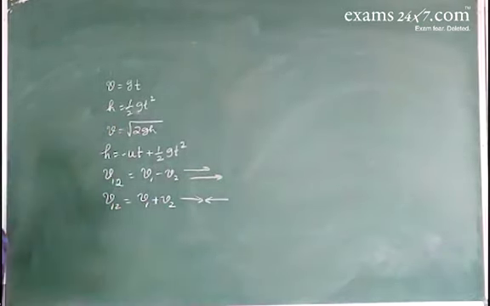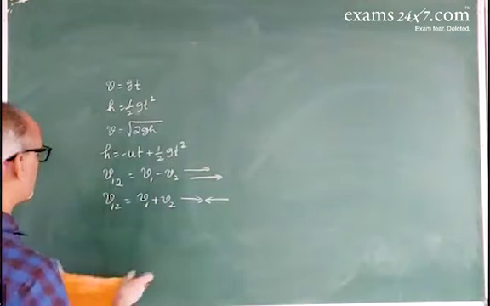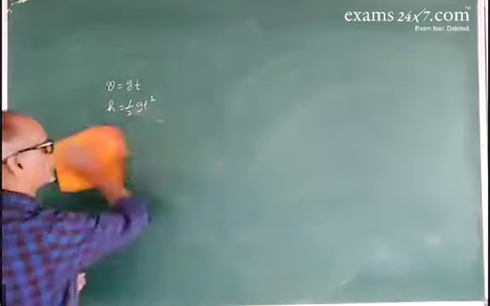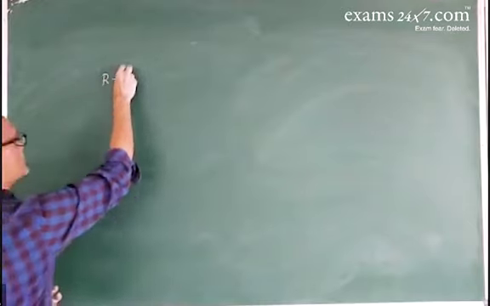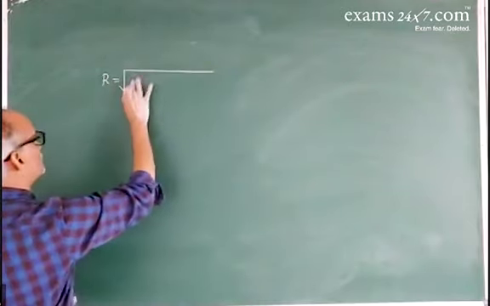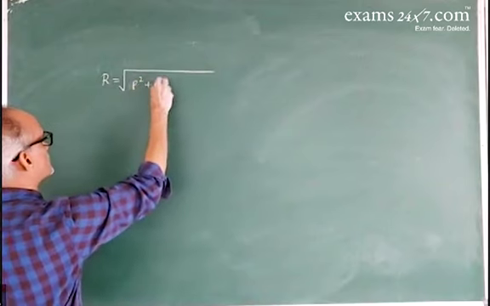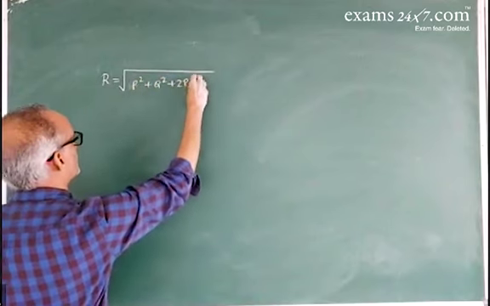In chapter motion in a plane, there are three important parts. One is vectors. In vector addition, R is equal to root of P square plus Q square plus 2PQ cos theta.